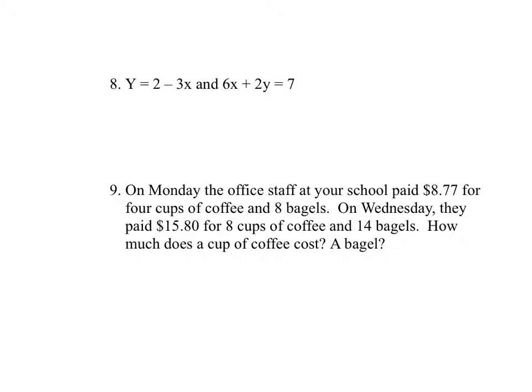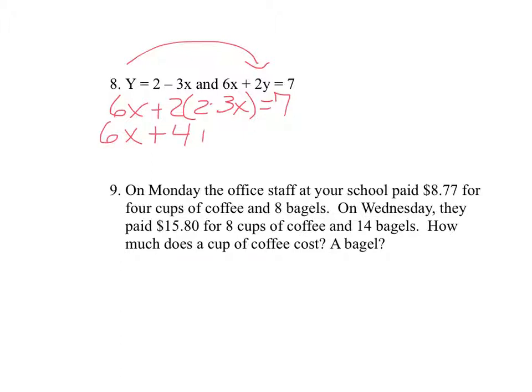Number 8, it's actually set up very nicely as a substitution problem. So I'm going to plug in for y. So, start with the 6. 6x plus 2 times 2 minus 3x equals 7. 6x plus 4 plus negative 6x equals 7. My 6x and my negative 6x cancel out, and I get 4 equaling 7.